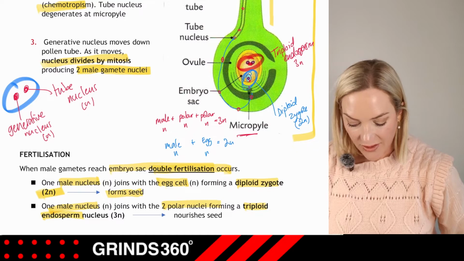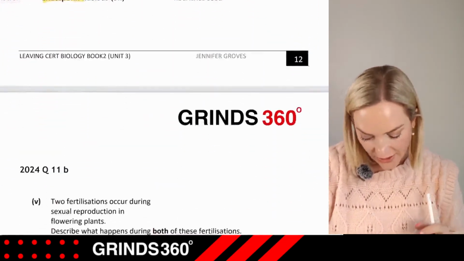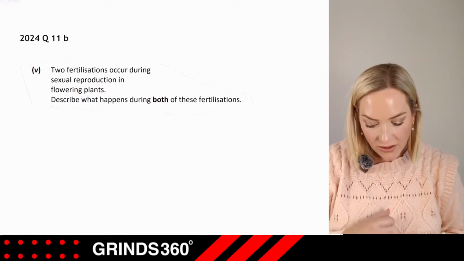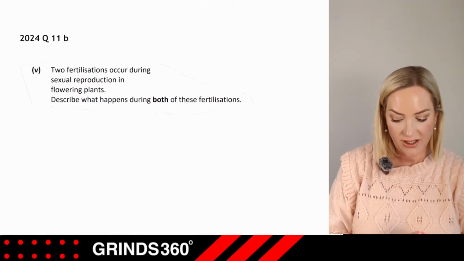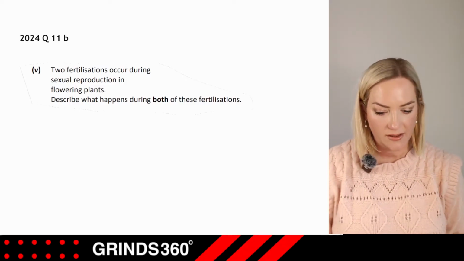So we're going to look at the question that was asked about this last year, and I'm going to show you the marks there. Two fertilizations occur during sexual reproduction in flowering plants. Describe what happens during both of these fertilizations.